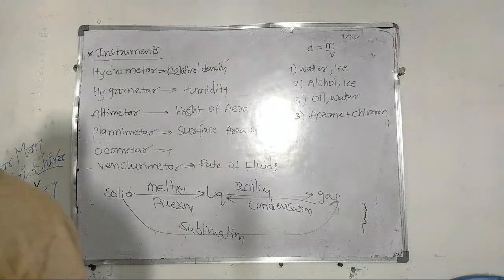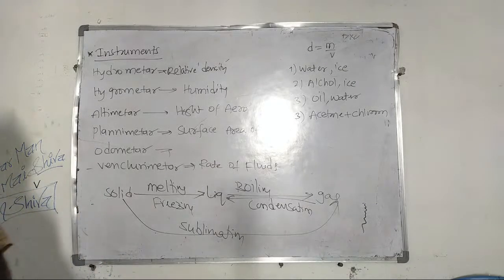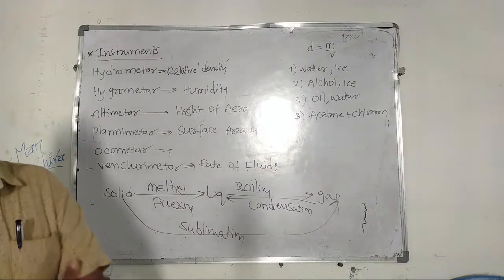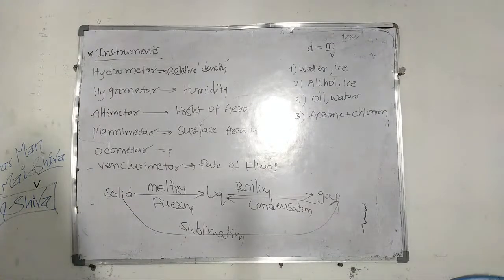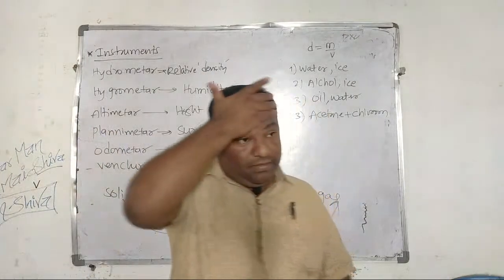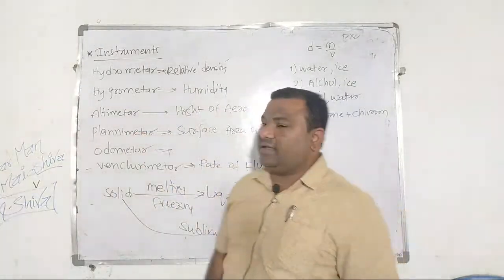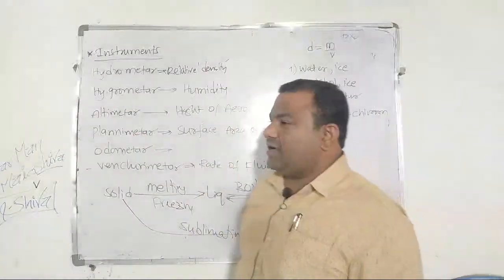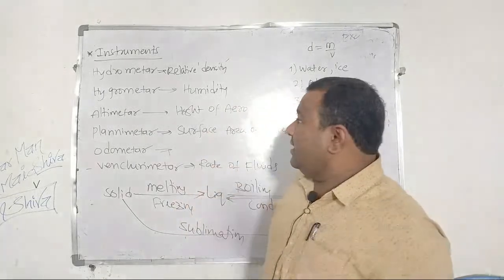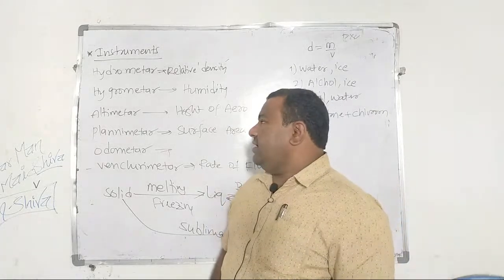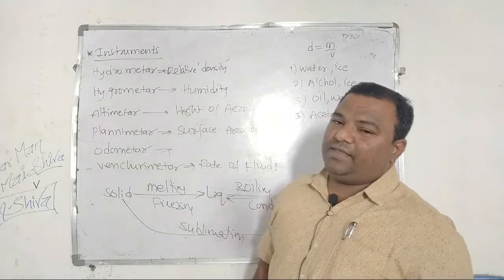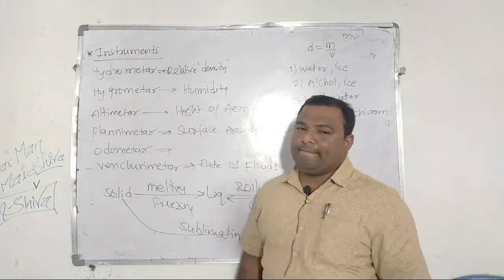Write faster. Instruments. Number 1: Hydrometer. It measures the relative density. Relative density. Hygrometer. It measures humidity.